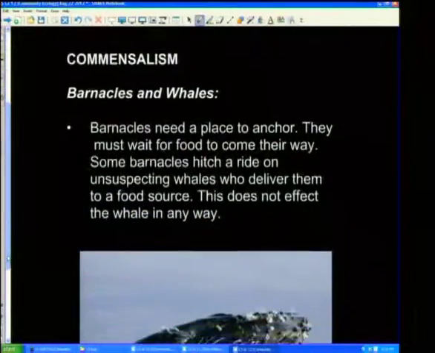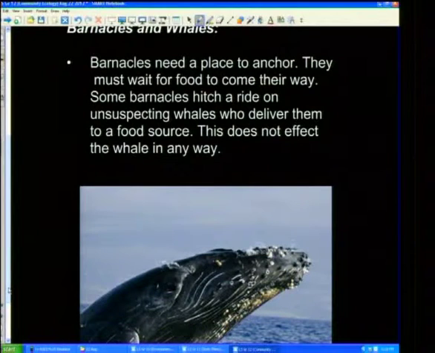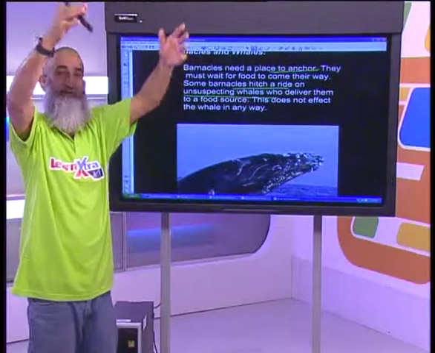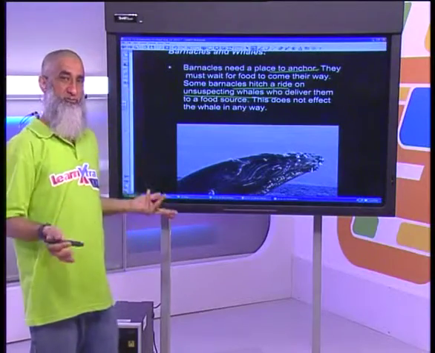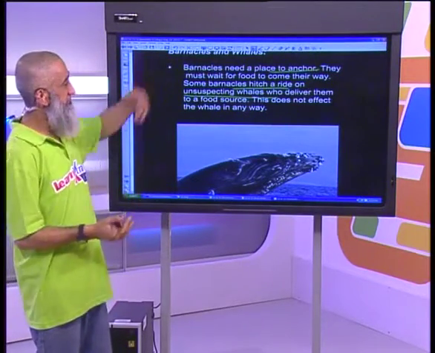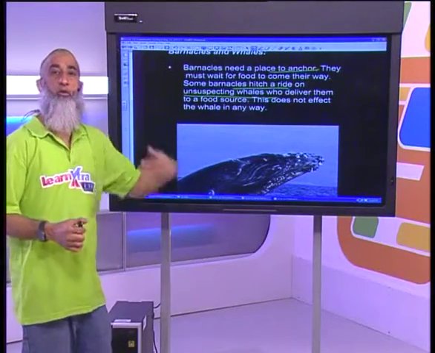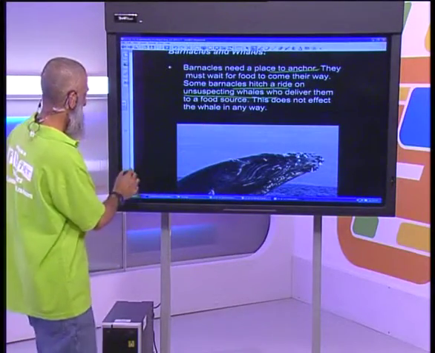Another example is the barnacles and the whales. The barnacles need a place to anchor. Therefore, as you can see on the whale's body, they have plenty. They must wait for food to come their way. They hitch a ride on a whale who delivers them to a food source. They take him somewhere else, and it drops them off there. The whale is not benefiting, is not harmed in any way. The whale is not affected. The barnacles are winning all the way. So it is a commensalistic relationship.